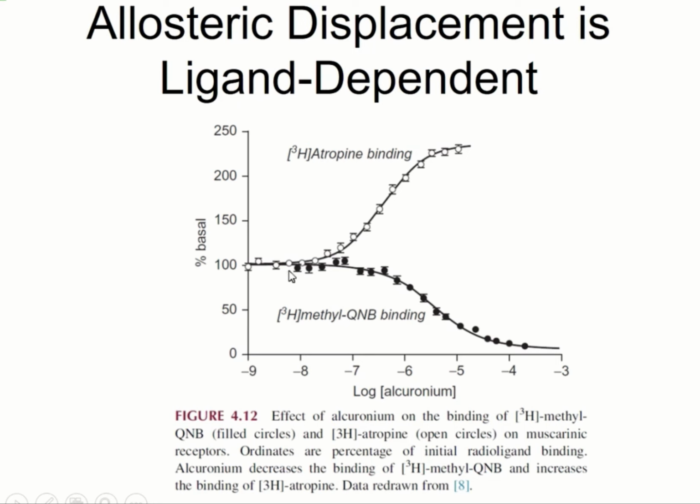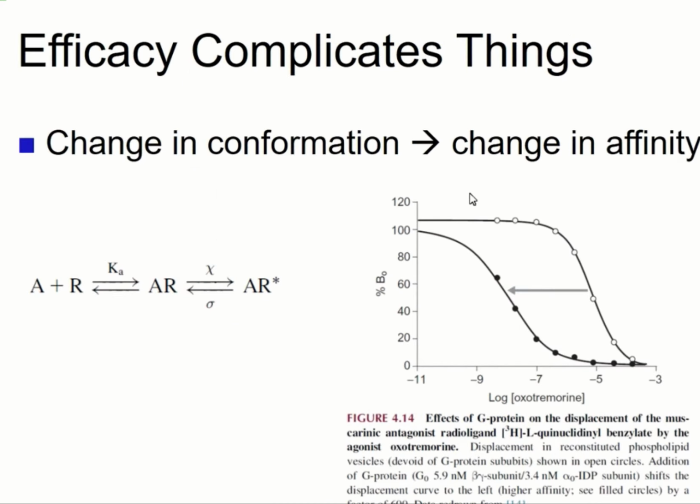With the QNB, we see a curve like we would expect. As we add the allosteric ligand, the binding of our ligand goes down, just like we saw on the last slide. But the same molecule, alcuronium, actually increases the amount of atropine binding. So allosterism gets really, really crazy and hard to predict. We'll see more about that in another video.